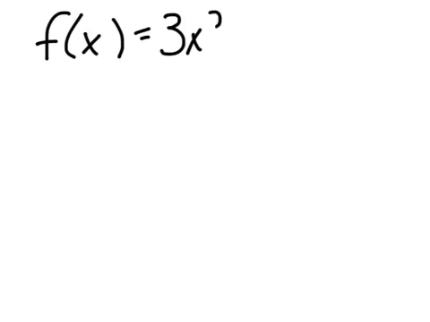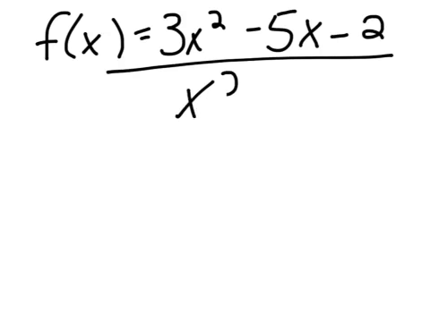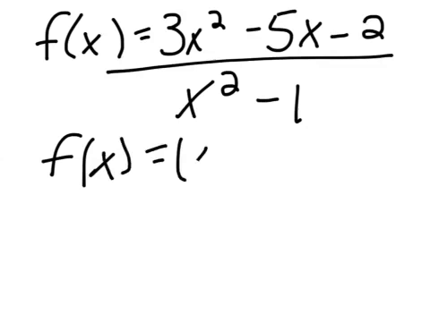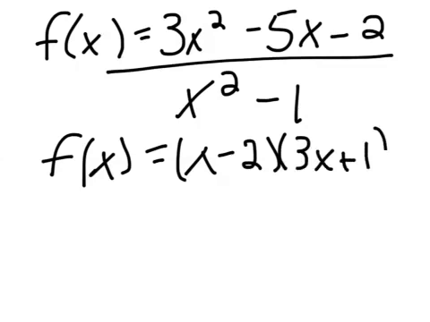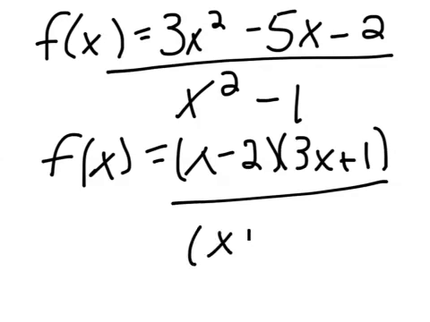So I'm going to show you how to graph a rational function. To start off, our equation is f of x equals 3x squared minus 5x minus 2 all over x squared minus 1. We need to factor the numerator and the denominator, which gives you f of x equals (x minus 2)(3x plus 1) all over (x plus 1)(x minus 1).